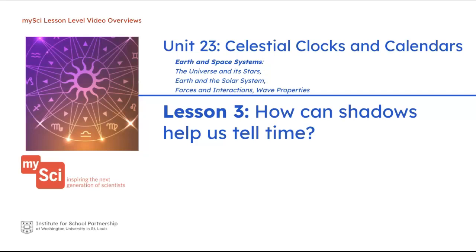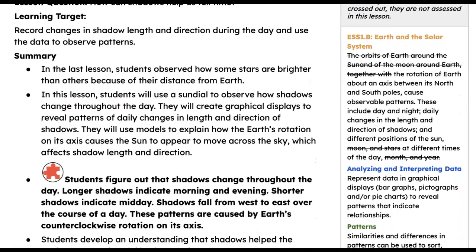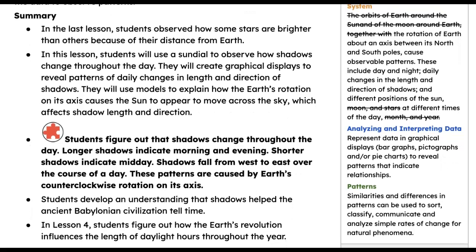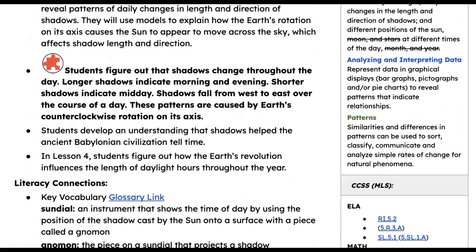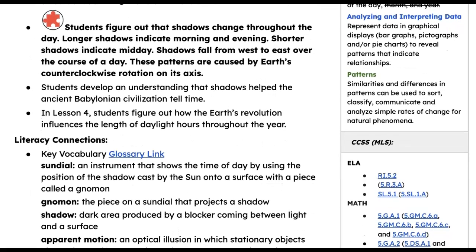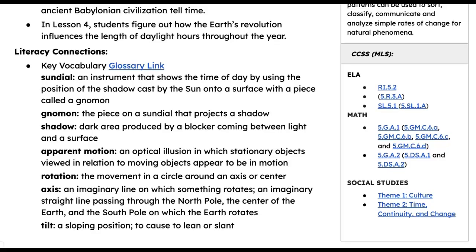Students develop an understanding that shadows helped the ancient Babylonian civilization tell time. There are several opportunities for ELA, math, and social studies cross-curricular connections throughout the lesson. You can look for specific standard connections in the Unit 23 Teacher Guide. This lesson will take approximately 4 to 5 days to complete.